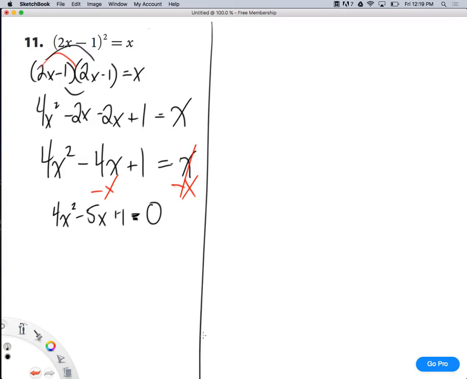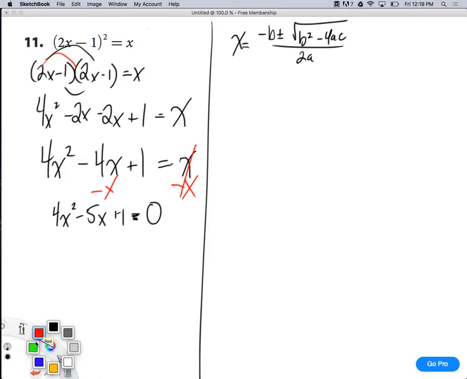All right, so with that said, we've got a quadratic formula that we're going to have to use here because the leading coefficient is not 1. So x equals negative b plus or minus square root of b squared minus 4ac all over 2a. So I identify a, b, and c.